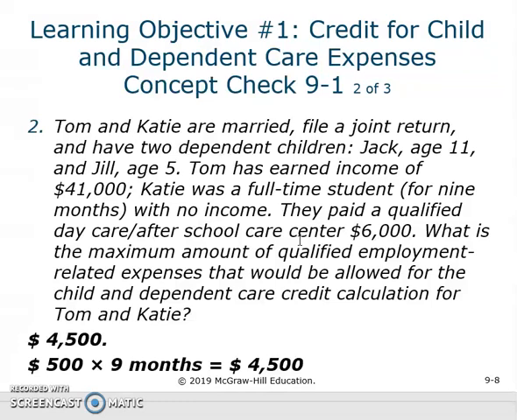Well, since Katie was a full-time student for only 9 out of the 12 months, her expense is going to be limited to $500 per month for the 9 months that she was in school. So the amount of related expenses that would qualify for the calculation is $4,500.